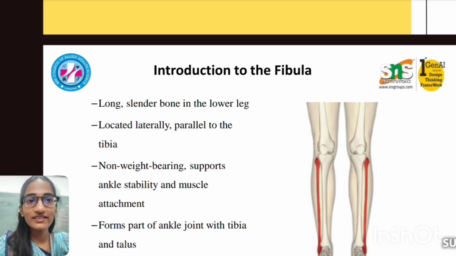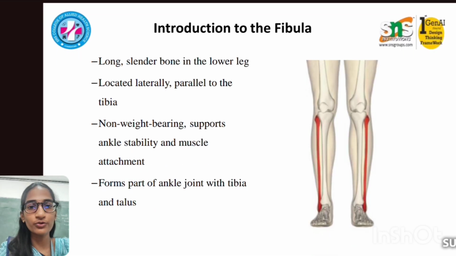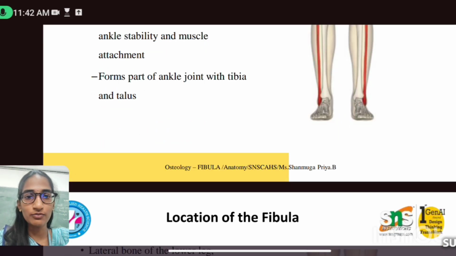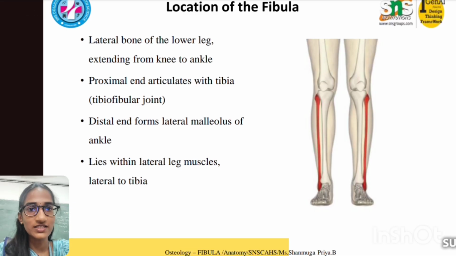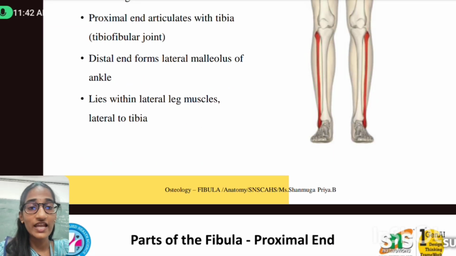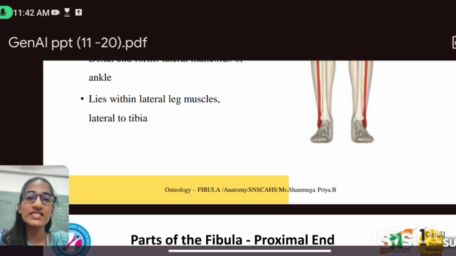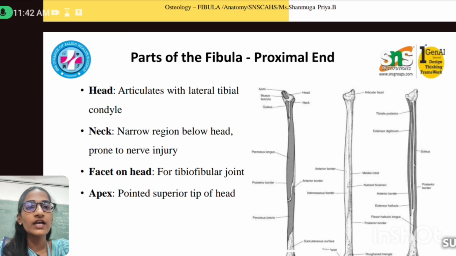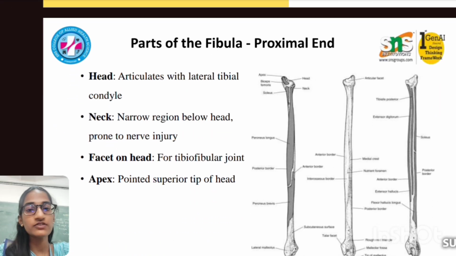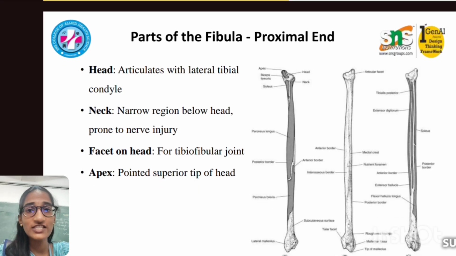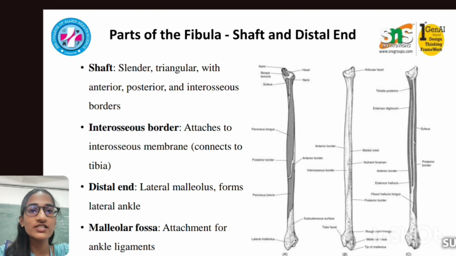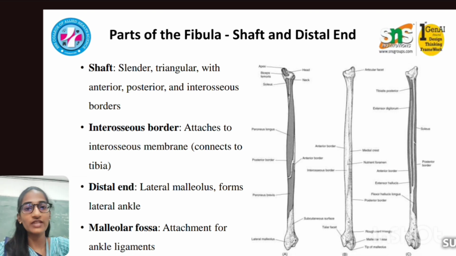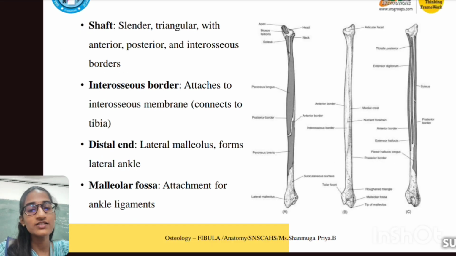fibula is a long slender bone in the lower leg, located in the lateral aspect. It also has a proximal end as well as a distal end, and it lies within the lateral leg muscles, and is related to the tibia. And then we have proximal end, distal end as well as shaft. On the proximal end, we have head, neck, facet on head, apex, etc. The shaft is usually slender and triangular with anterior, posterior and interosseous borders. As well as we have the distal end with lateral malleolus and malleolar fossa.